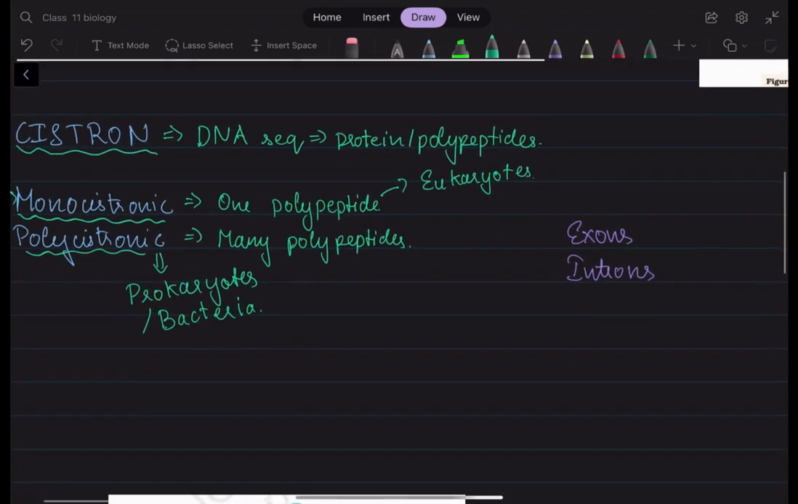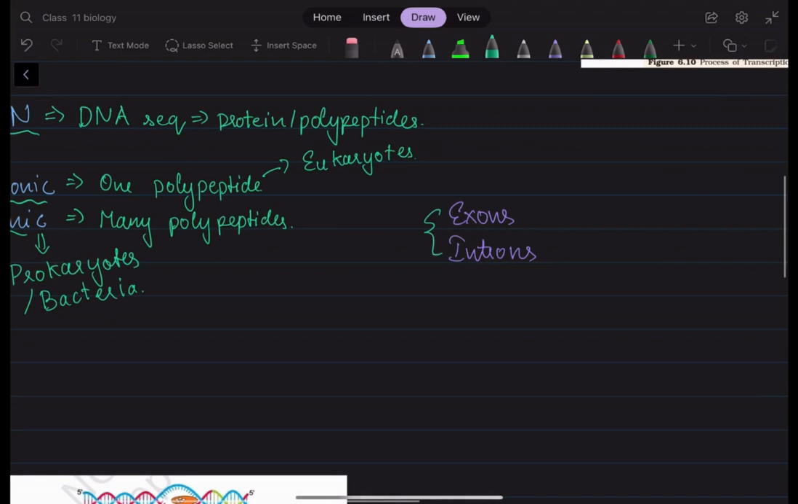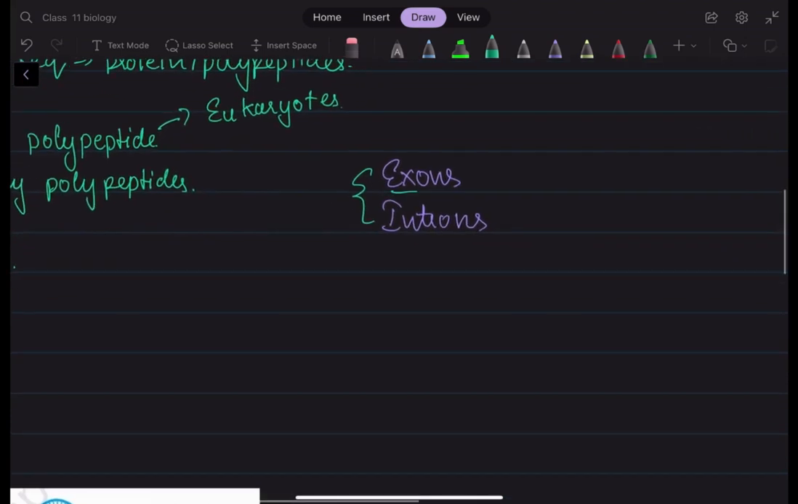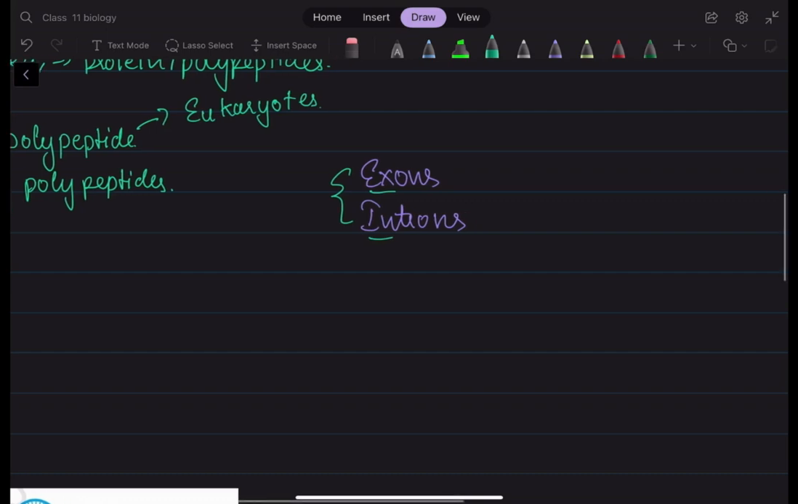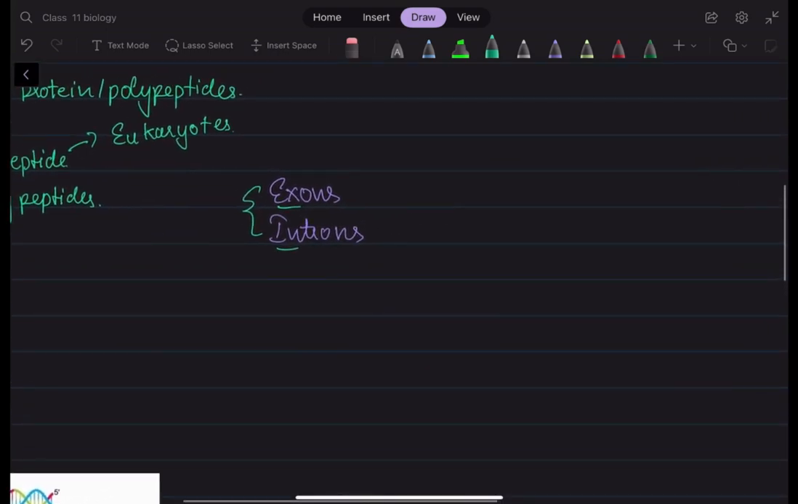When talking about monocistronic, two other terms come into play: exons and introns. Exons are that part of the DNA sequence that are functional and code for amino acids that make up a protein, whereas introns are those DNA sequences that come in between the exons. These are like interruptions in between that actually do not code for any amino acids, and thus they are not transcribed. So these are called introns.